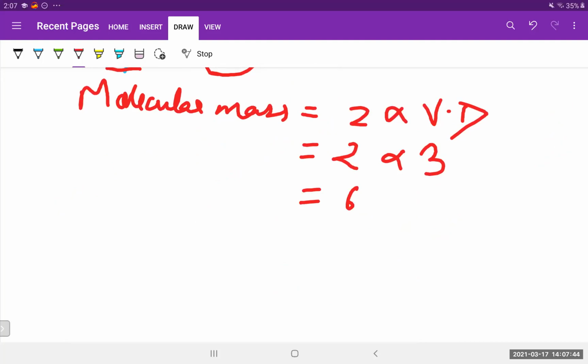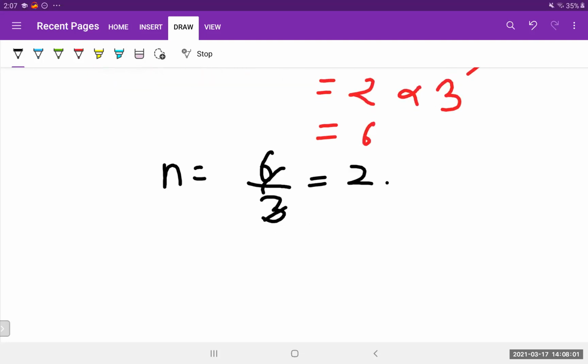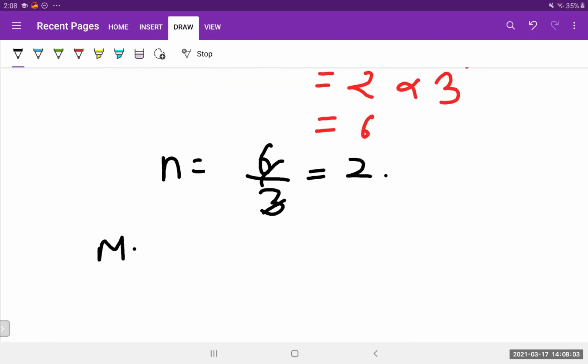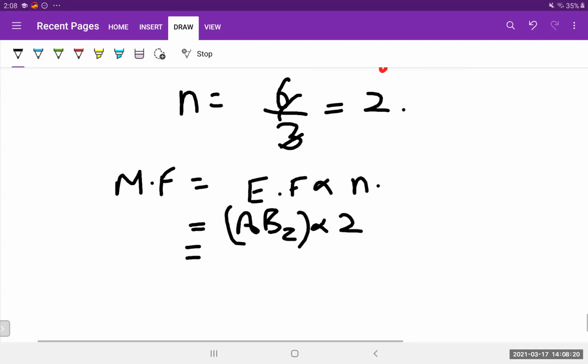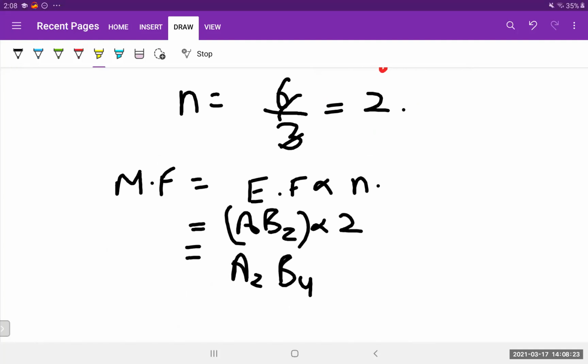Now we have got this 6. Now we have to calculate the N. What is N? N is molecular mass upon empirical mass. So molecular mass is 6. Empirical mass is 3. So that will be 2. Whole mathematics we are studying. Now, molecular formula is what? Empirical formula into N. That is AB2 into 2. That will be A2B4. And you have scored your 5 marks here.